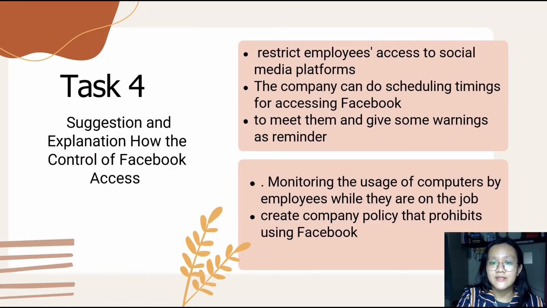Furthermore, monitoring the usage of computers by employees while they are on the job can be an efficient way to ensure that workers are concentrating on work-related activities. Most companies are able to monitor and access everything that employees do when using a corporate computer. It is completely legal for the company as the owner of a business to monitor the activities of the employees when those employees are utilizing equipment that is owned by the business.